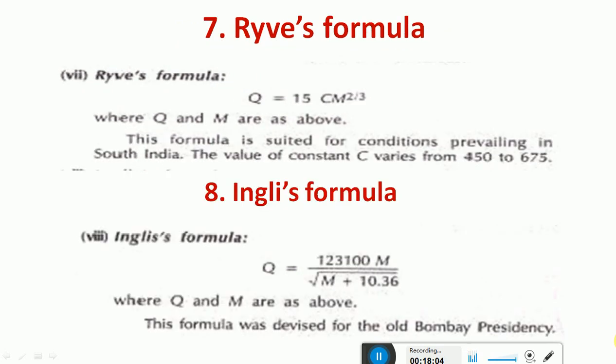Okay, similarly we have Rives formula. It is given by Q is equal to 15 cm to the power of T2 by 3. Here also Q and M are same. This formula is suited for conditions prevailing in South India. The value of the constant varies between 450 to 675.